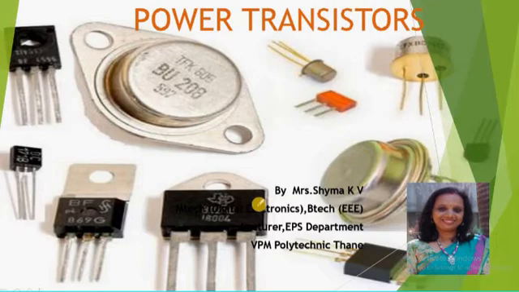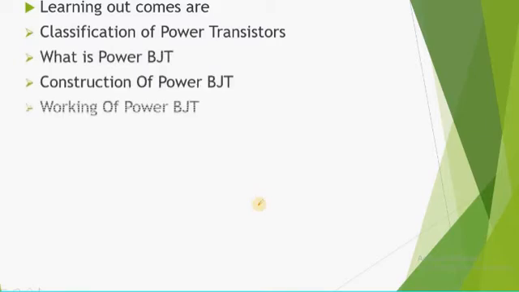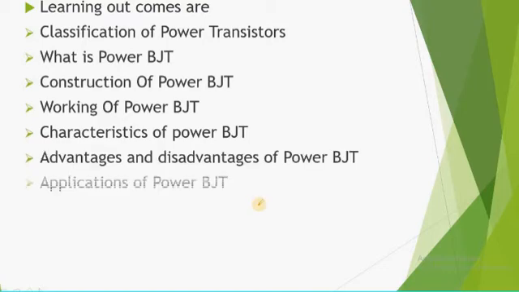Here I am going to discuss power transistors. First we will see the learning outcomes. We will discuss classification of power transistors. There are 4 types of power transistors. Then what is a power BJT, construction of power BJT, working of power BJT, then VI characteristics of power BJT, advantages and disadvantages of power BJT. Then we'll see applications of power BJT.